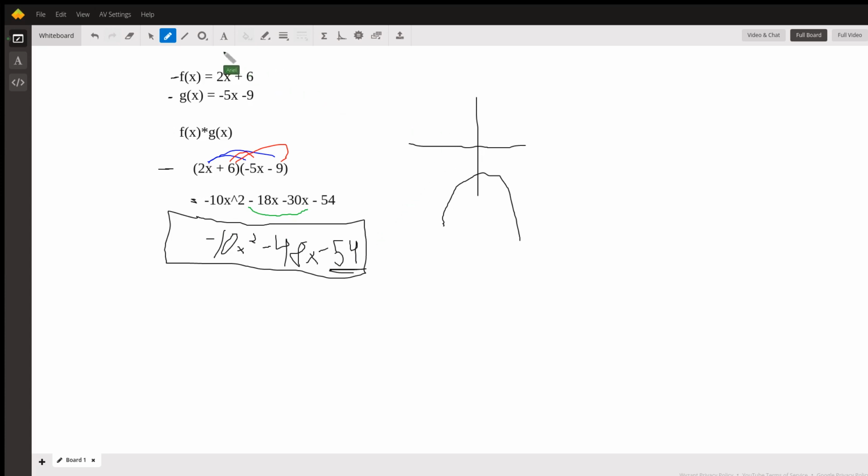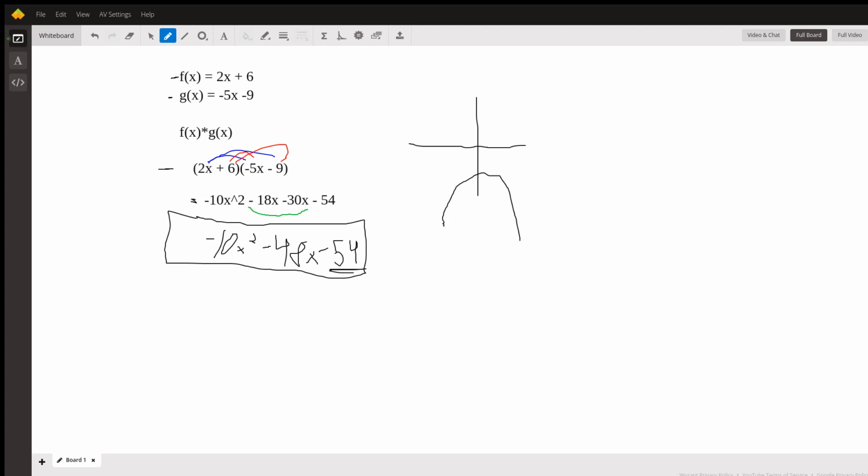And I attempted to draw what it looked like here just on the right, but I just noticed that we have our nice little graphing calculator here. So actually, I'm going to go ahead and take the opportunity to just type it out here. So we have negative 10x squared minus 48x minus 54, plot, and hopefully this shows up so that way you can see it.